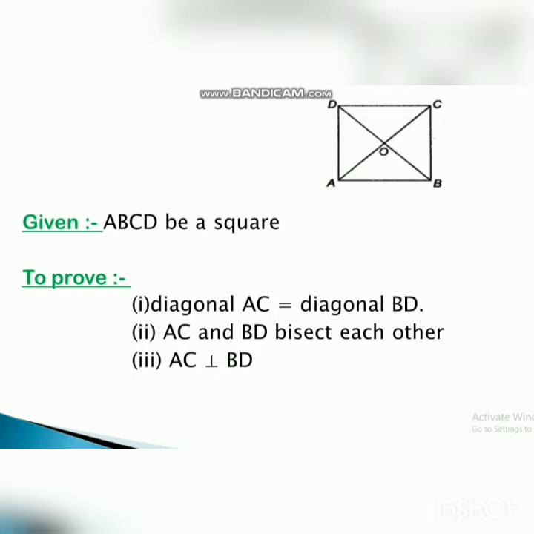That means OC is equal to OA, OD is equal to OB. And AC perpendicular to BD. That means each angle formed around O is 90 degrees. Okay, we will move to the first section. How can we prove that the diagonals are equal?